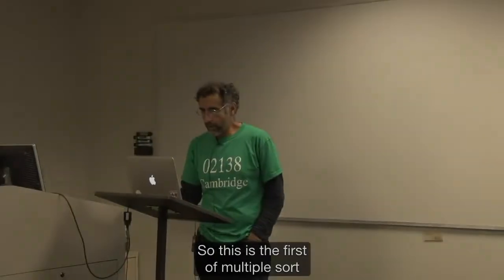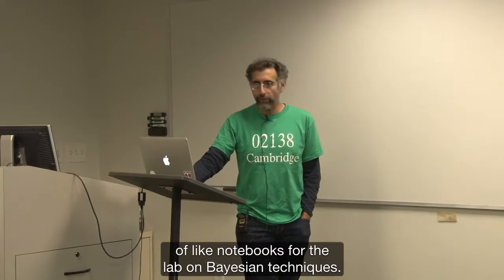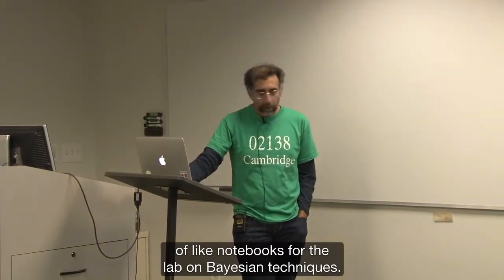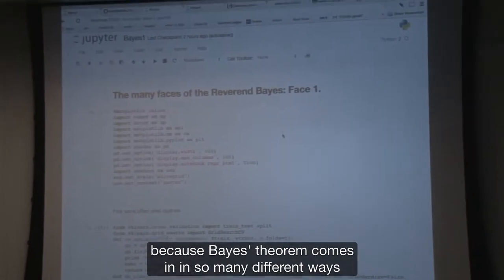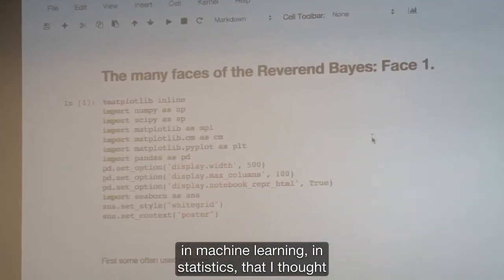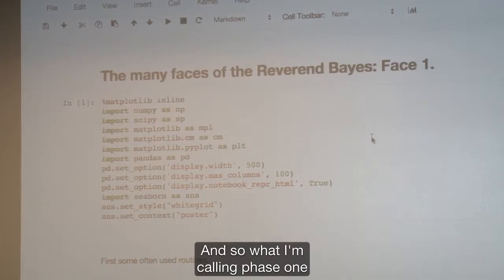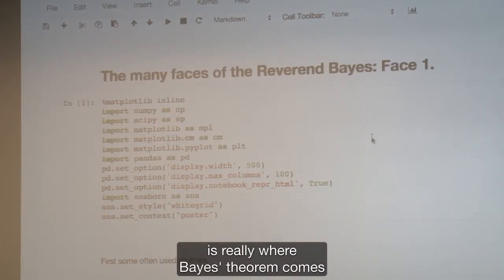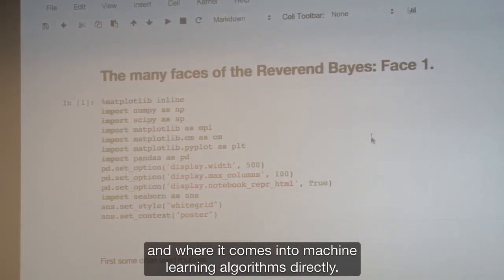Okay, so this is the first of multiple notebooks for the lab on Bayesian techniques, and I'm calling it the many faces of the Reverend Bayes because Bayes' theorem comes in so many different ways in machine learning and in statistics that I thought I'd illustrate some of them. And so what I'm calling phase one is really where Bayes' theorem comes in the definition of things that go into machine learning, and where it comes into machine learning algorithms directly.